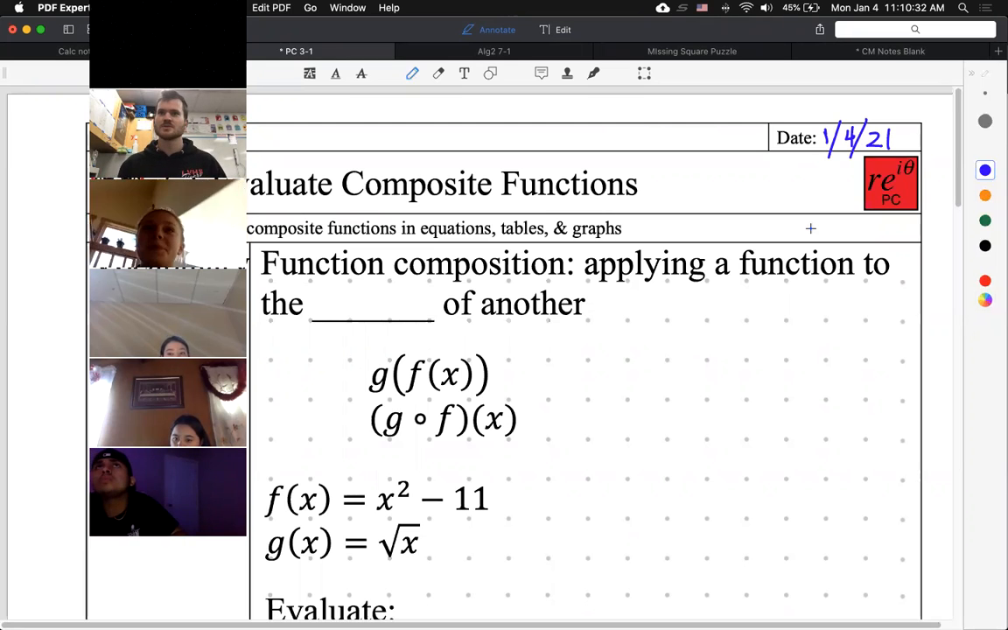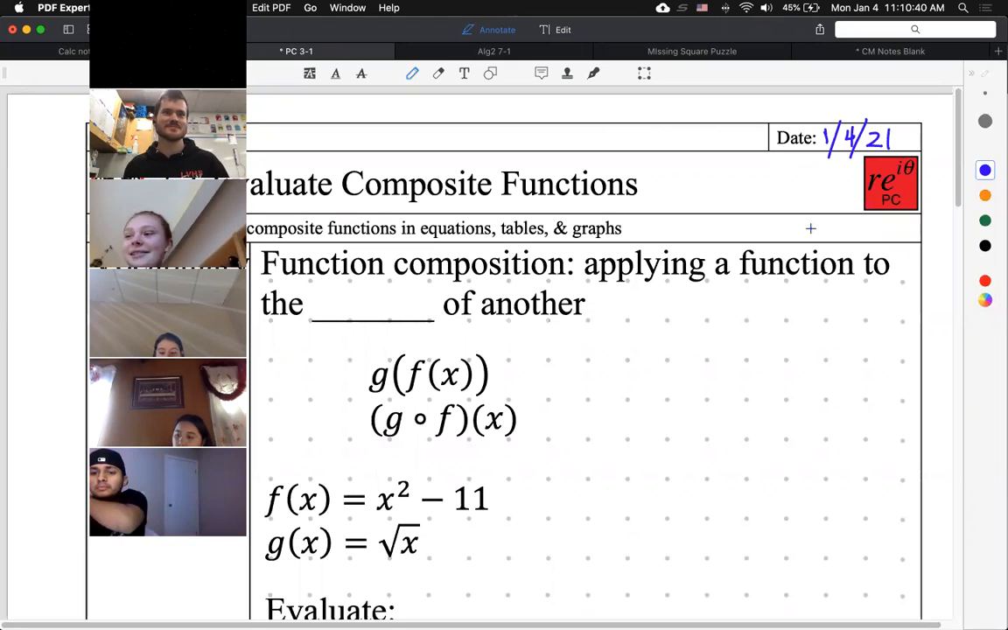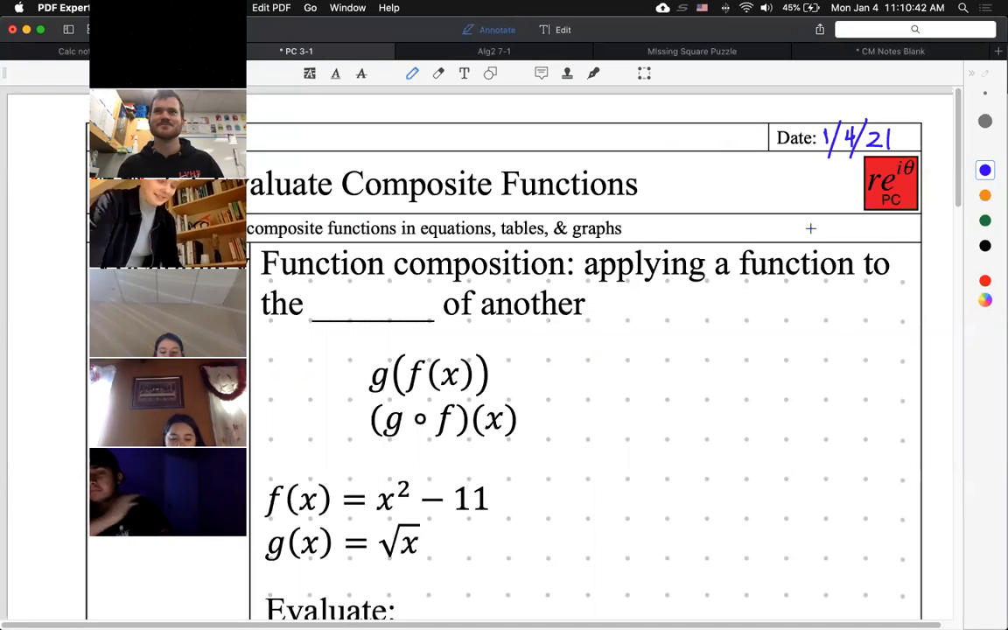Our objective today, who wants to read that? Dibs. Sorry, it looks like Beverly had her hand up first. You can read it. Okay, go for it, Chewy. She can have it. Evaluate composite functions and equations, tables, and graphs.